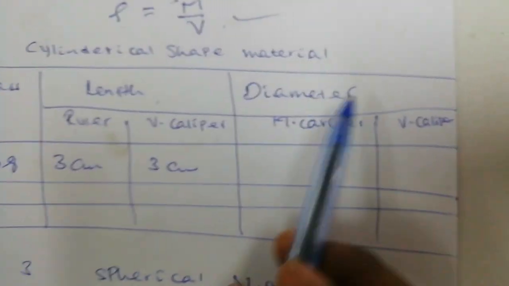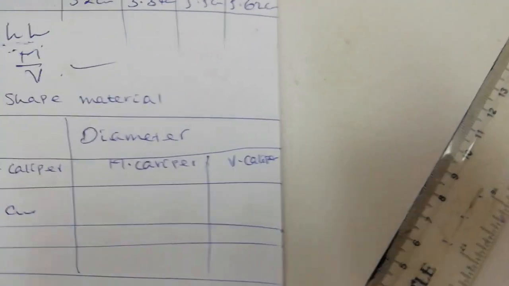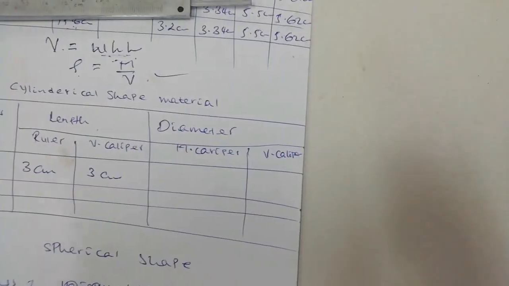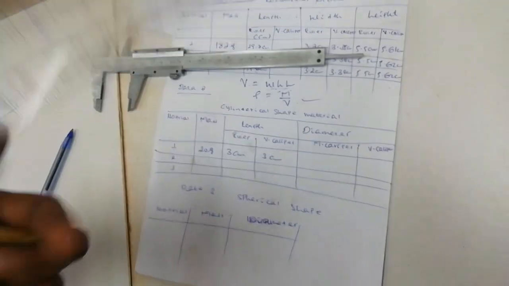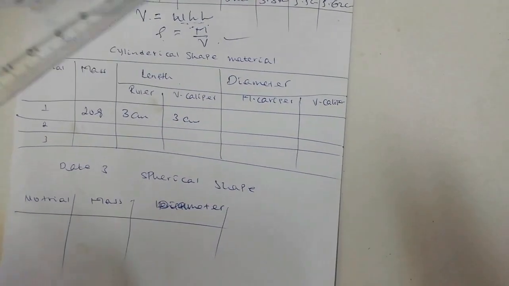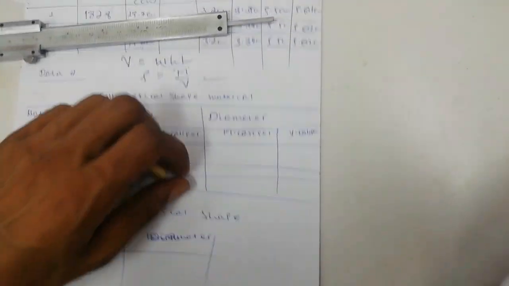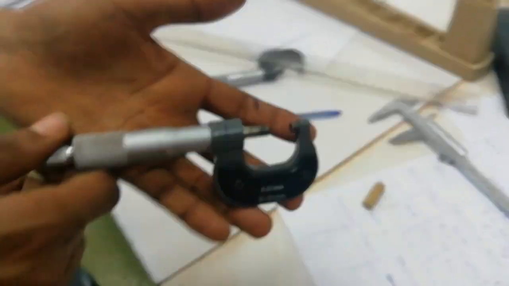To measure the diameter of this particle, or its radius, it can be difficult using the meter stick. Due to this, we do not use the meter stick. So for these materials, we use a micrometer caliper. This micrometer caliper is an apparatus just like this.